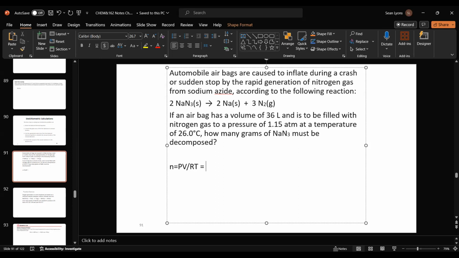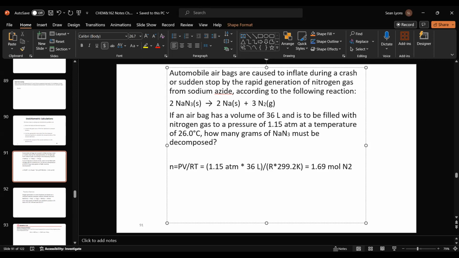So with this one, we've got a pressure of 1.15 atmospheres times 36 liters. And then we're going to divide that by R times 299.2 Kelvin. And when we do that, we're going to get 1.69 moles of the nitrogen gas being produced.